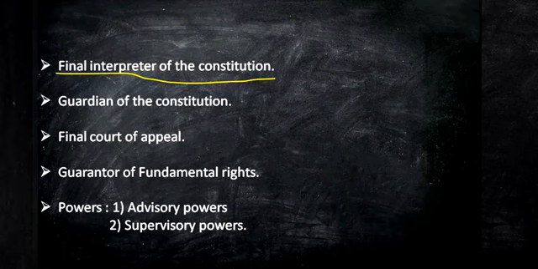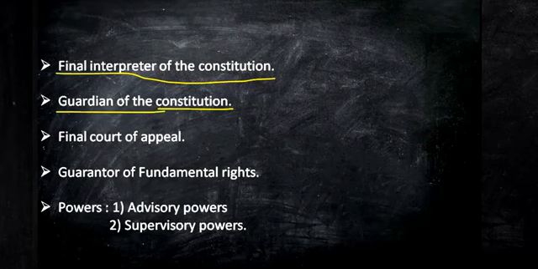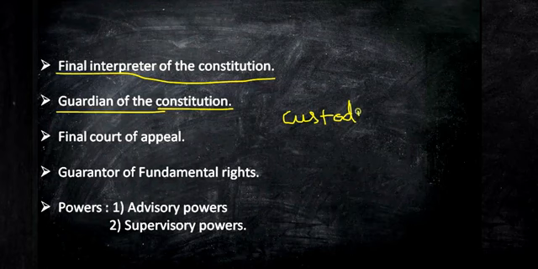Coming to the next important function of the Supreme Court, it guards the Constitution. Hence, the Supreme Court is the guardian of the Constitution. Why are we saying the Supreme Court is the guardian of the Constitution, and what do you mean by guardian? Before explaining this point, I would like to ask you, who is the custodian of the Constitution? What is the basic difference between custodian and guardian? You should understand this, because there was a question in the preliminary examination about who is the guardian of the Constitution.